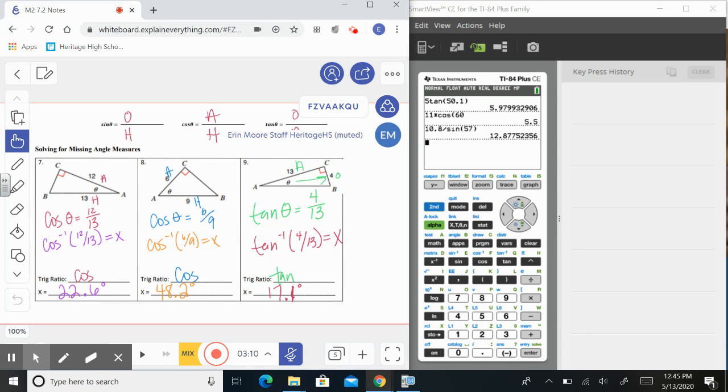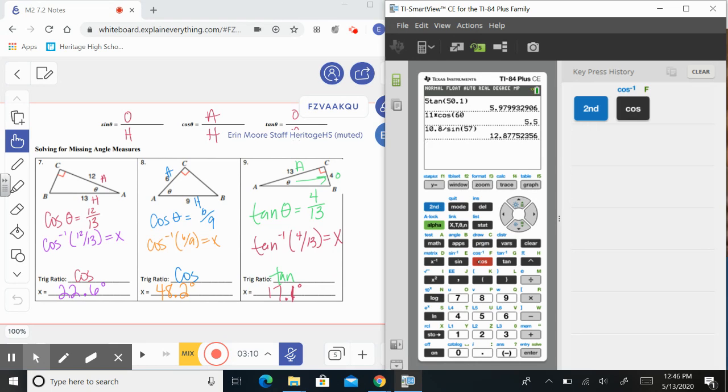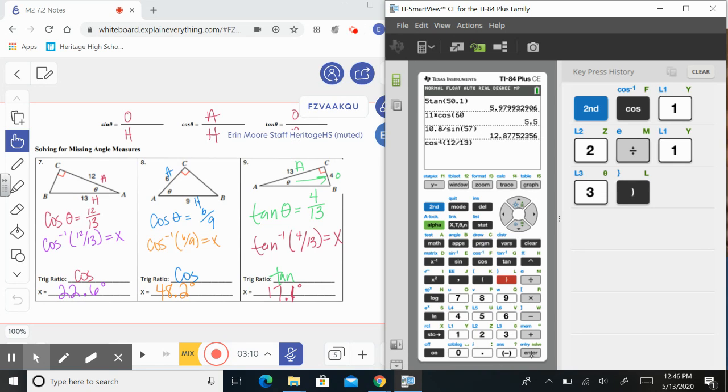So here where I said you need to do the inverse cosine, the way you do that is you hit second cosine, and it gives you that cosine -1, and then we type our fraction of 12 divided by 13. Close our parenthesis, and it gives us our number of 22.6. With the degrees, you do only want to do one decimal place. You don't really need any more than that. One decimal place is plenty.